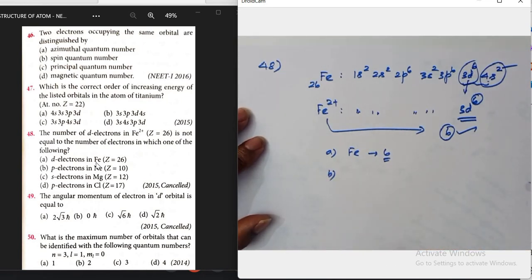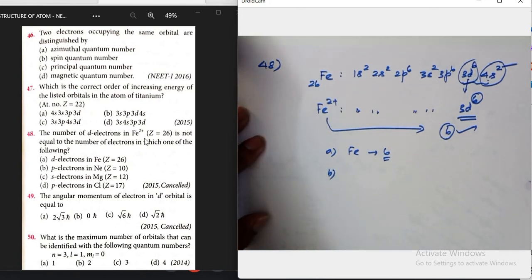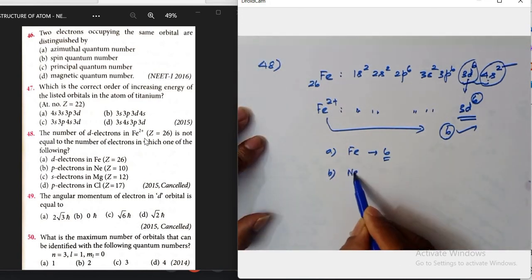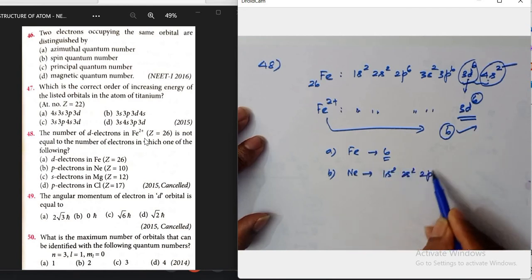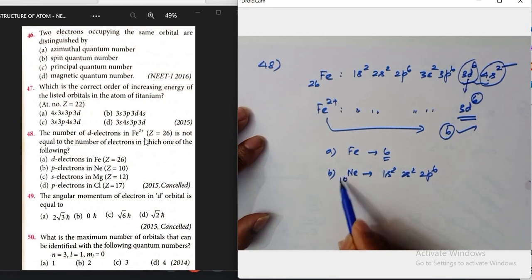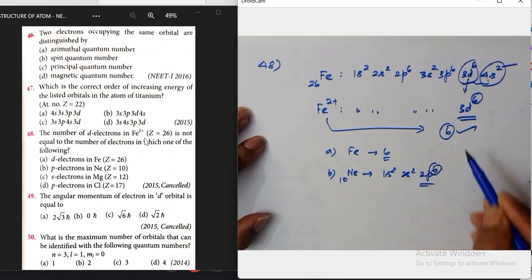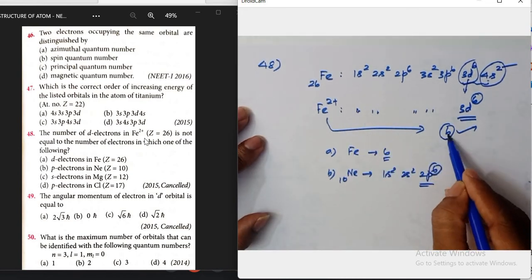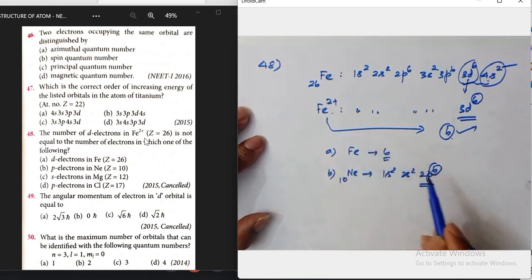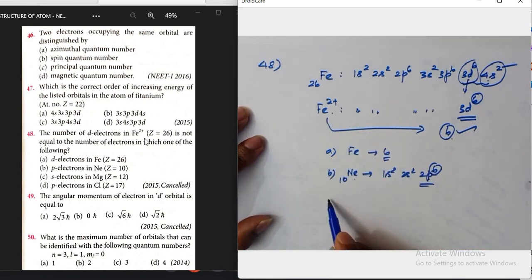Then option B, p electrons in neon. The configuration of neon, atomic number 10, is 1s2, 2s2, 2p6. Then the p subshell has 6 electrons, same as the 6 electrons in d in Fe2+. We have 6 electrons in the p subshell of neon, that is correct, equal.